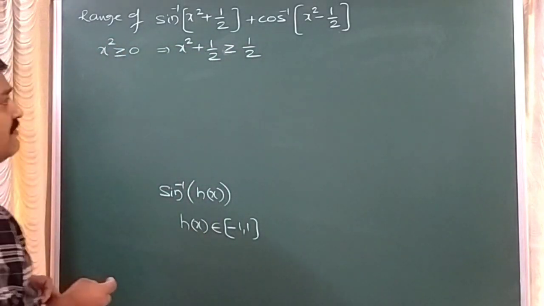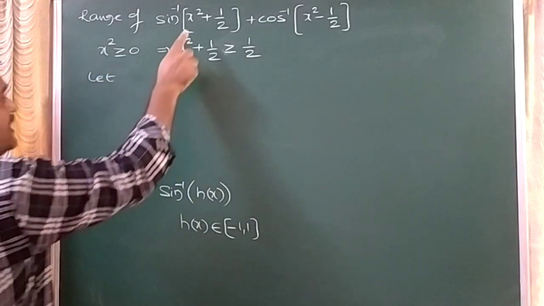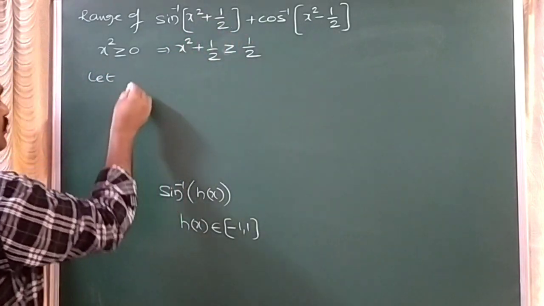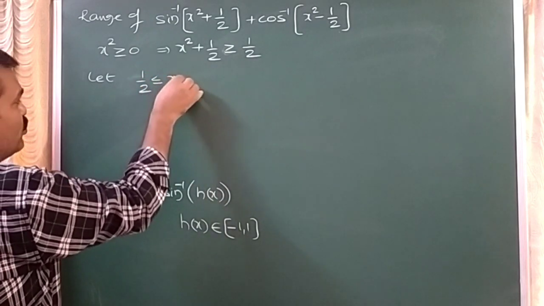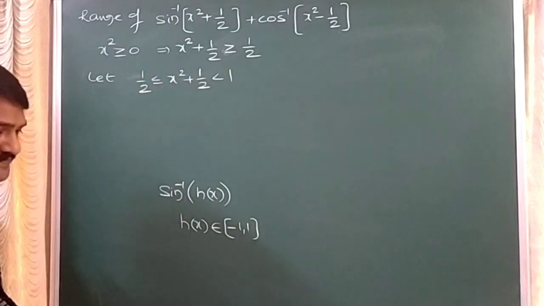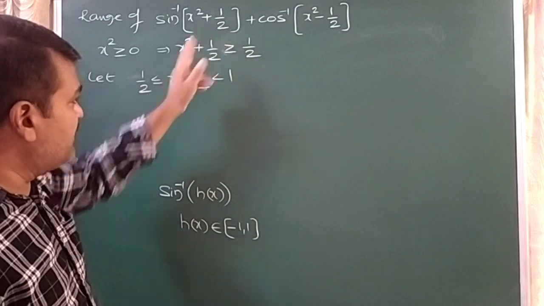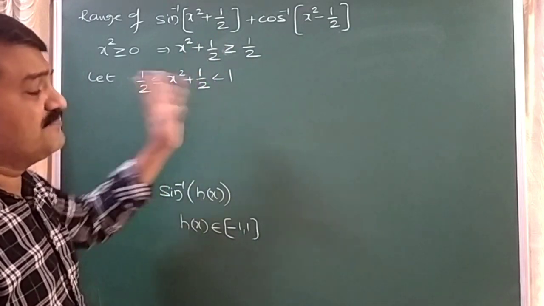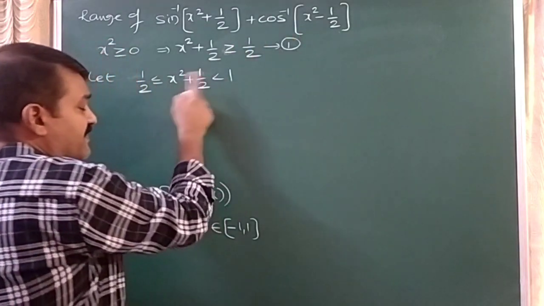Right, first of all, what I am doing is, let this x square plus 1 by 2 be taken between 1 by 2 and 1, excluding 1. X square plus 1 by 2 I am taking in this interval, excluding 1.